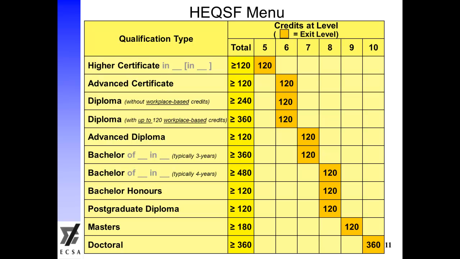Note that there are 3 types of qualifications: 2 diplomas and an advanced certificate at level 6. Also note that although the minimum credits for the 2 diplomas are different, that is, more than 240 and more than 360, all 3 qualifications at level 6 should have 120 credits at the exit level. Note that there are 2 types of qualifications at level 7 and 3 types of qualifications at level 8, namely the professional bachelor's, the honours, and the postgraduate diploma.